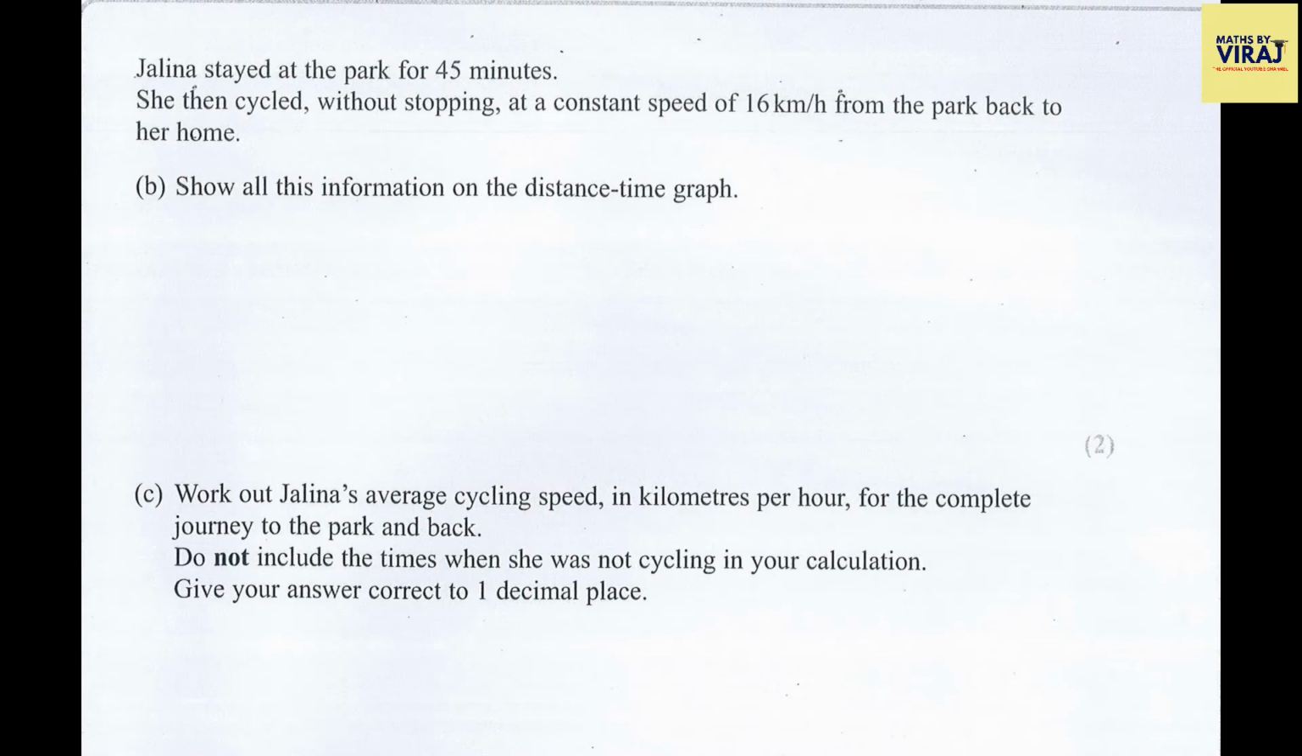Part B of the question, it says, Jelena stayed at the park for 45 minutes. She just cycled without stopping at a constant speed of 16 kilometers per hour from the park back to her home. Show all this information on the distance time graph.